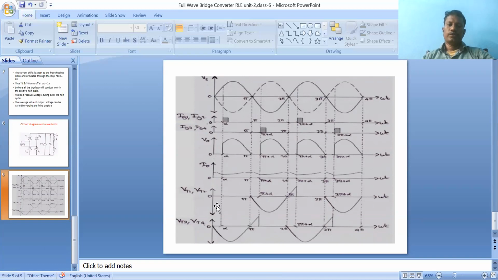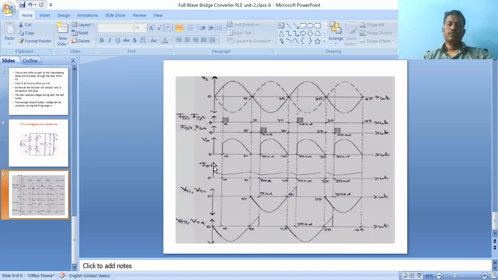The voltage across T1 and T2 is the same as the input voltage. So what is the output voltage? Output current is 0. Output voltage is 0, okay, 0 volts. At the time of alpha, during the positive half cycle, T1, T2 are in forward blocking state. Once the firing pulse is given to T1, T2, they change from forward blocking mode to forward conduction mode. Once T1, T2 are in on state, they allow the output current.